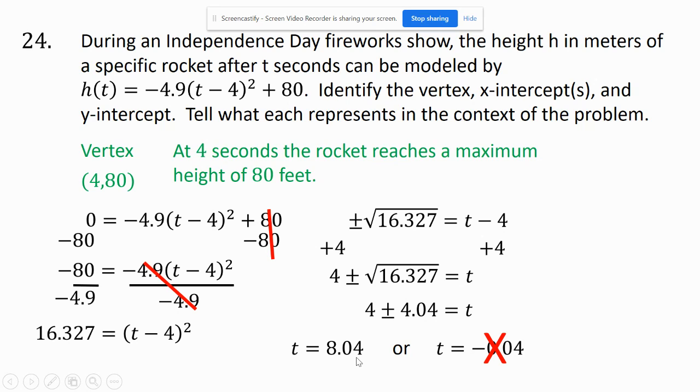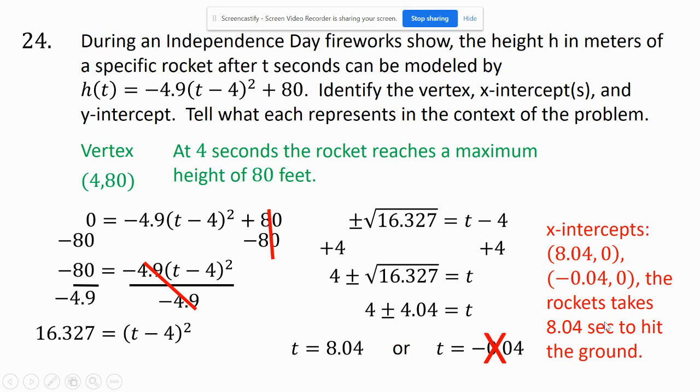It means this here, that at 8.04 seconds, the rocket has hit the ground. All right? So it takes 8.04 seconds for the rocket to hit the ground. All right, that's what it means.